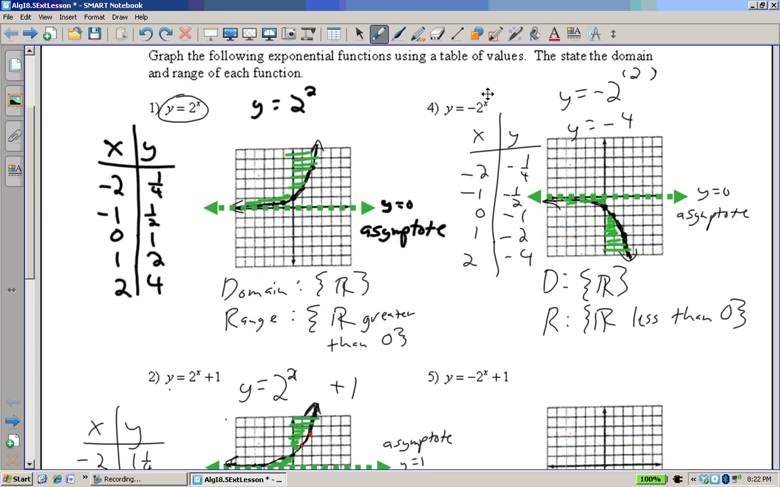So let's see if your prediction was correct. The prediction was that it would just simply, instead of going up, it would go down. And that is correct. You take the parent function and you simply make it go down on the bottom side, if you will, of the horizontal asymptote instead of going up.